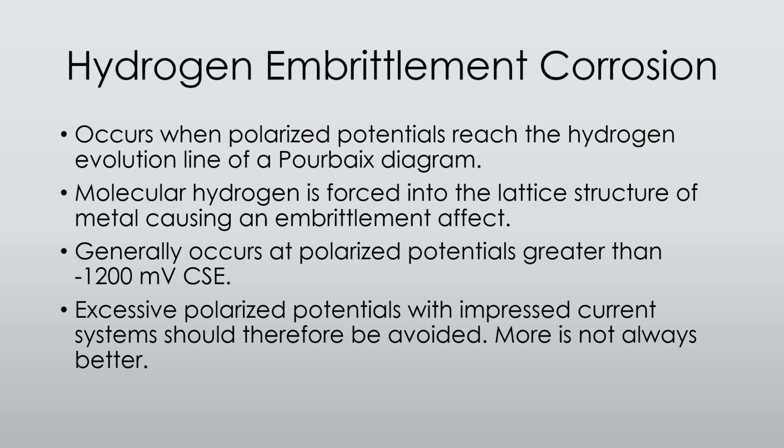Okay, hydrogen embrittlement corrosion. This occurs when polarized potentials reach the hydrogen evolution line of a Pourbaix diagram. Meaning you have reached a level of voltage where there is a chemical reaction at the surface, producing hydrogen right on that metal. This hydrogen will force itself into the lattice structure of the metal, causing an embrittlement effect. For steel, this generally occurs at polarized potentials more negative than negative 1200 millivolts relative to a copper sulfate electrode.